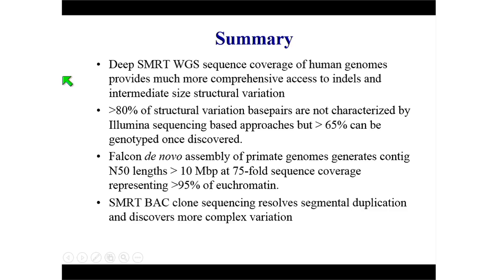80% of the structural variation that we now know exists within genomes cannot be characterized or discovered by Illumina sequencing-based approaches, at least if you keep a modest FDR. But the good news is that once you sequence resolve it, you can genotype it. We believe at least 65% of it can be genotyped accurately. New human references, new non-human primate genomes can now be sequenced and assembled with the long-read technologies, and we're routinely getting contig lengths greater than 10 megabases. The segmental duplication regions of the genome, the heterochromatic regions, still are problematic, but I believe with further improvements in the technology, we should be able to capture and resolve those regions of the genome.